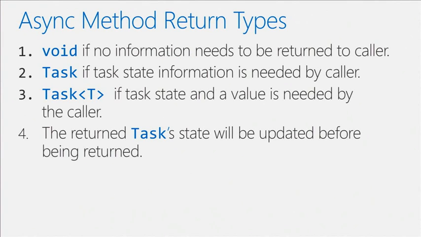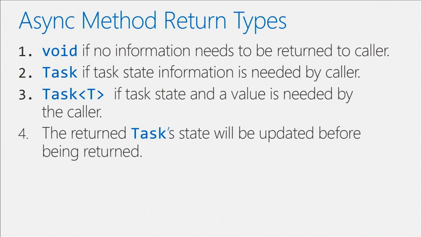So an asynchronous method also can only have a couple different return types. If no information needs to be returned to the calling method, then you just return void. But if you need to return state information about the asynchronous operation, like has it completed yet? Is it in the process of being canceled? Has a cancellation in process going on? Then you should return the Task, which allows you to get at all that information.